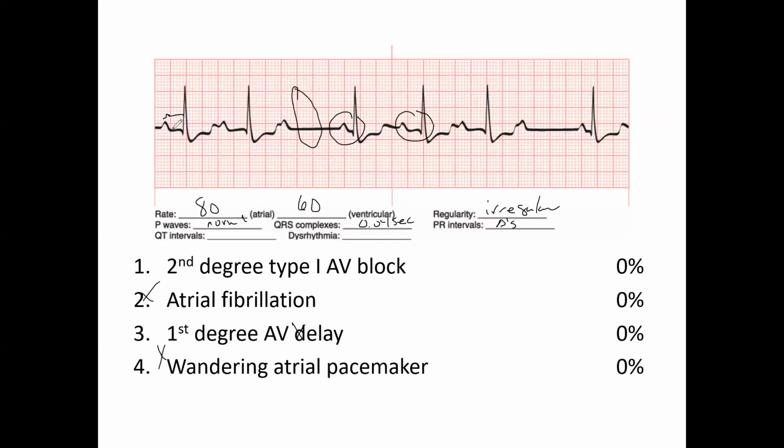So there's the longer drop. Normal P wave, a little bit longer PR interval, a little bit longer PR interval, and you get a dropped beat. Now you have your Wenckebach block, or your second degree type 1 block, or your Mobitz 1. So that's going to be the correct answer on that one.